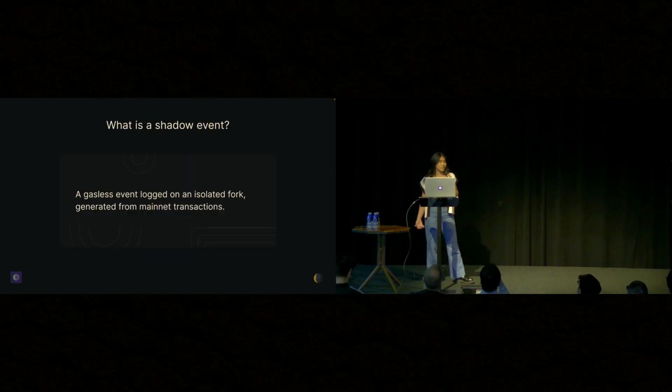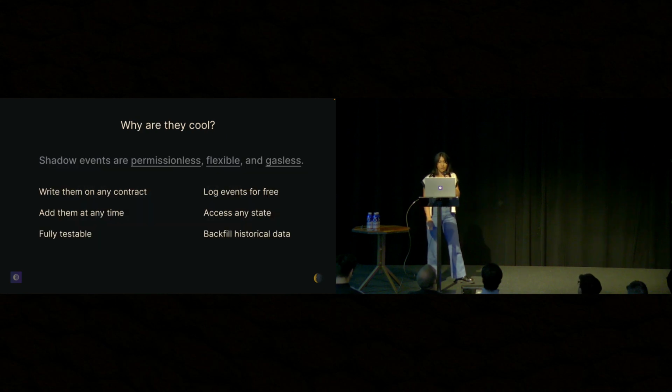So first, what is a shadow event? A shadow event is a gasless event logged in an isolated fork that shadows mainnet. And why are they cool? Why are they valuable? You can think of Shadow as unlocking permissionless edit mode on any contract on mainnet.